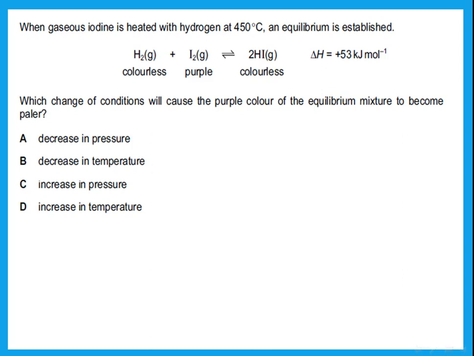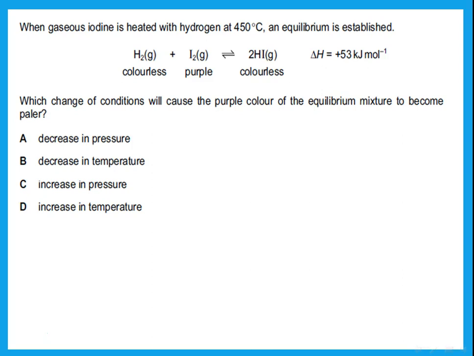Okay, which change of conditions will cause the purple color to become paler? Now, if I want the purple color to become paler, that means I want the reaction to go forward, right? To go forward, should I decrease pressure or increase pressure? Well, let's see. Pressure, we said, if I increase pressure, it goes to the side with lower number of molecules.